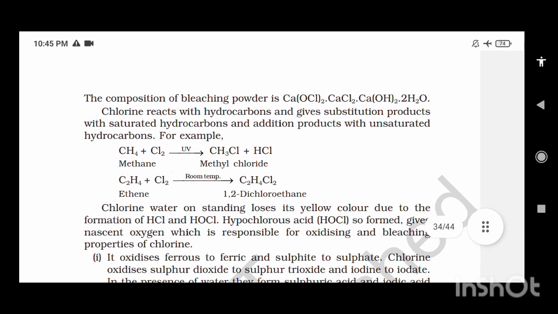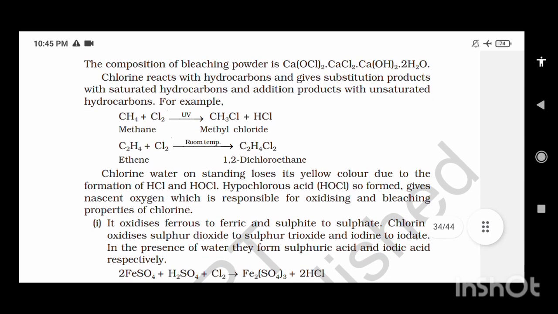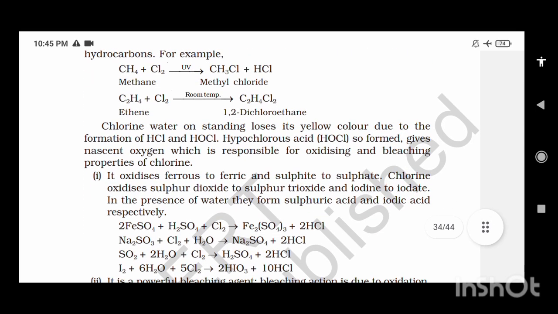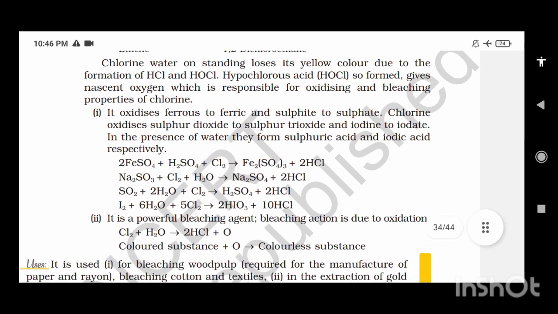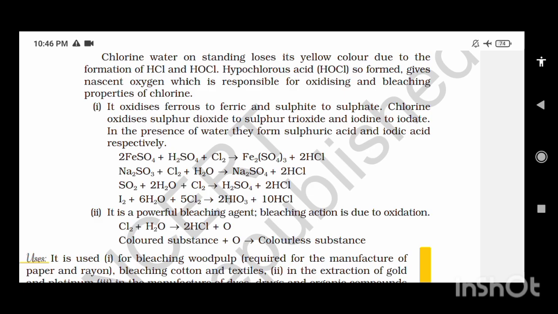The next is the composition of bleaching powder, which is calcium oxychloride. Chlorine reacts with hydrocarbons and gives substitution products with saturated hydrocarbons and addition products with unsaturated hydrocarbons. Chlorine water on standing loses its yellow color due to the formation of HCl and HOCl. Hypochlorous acid so formed gives nascent oxygen, which is responsible for oxidizing and bleaching.